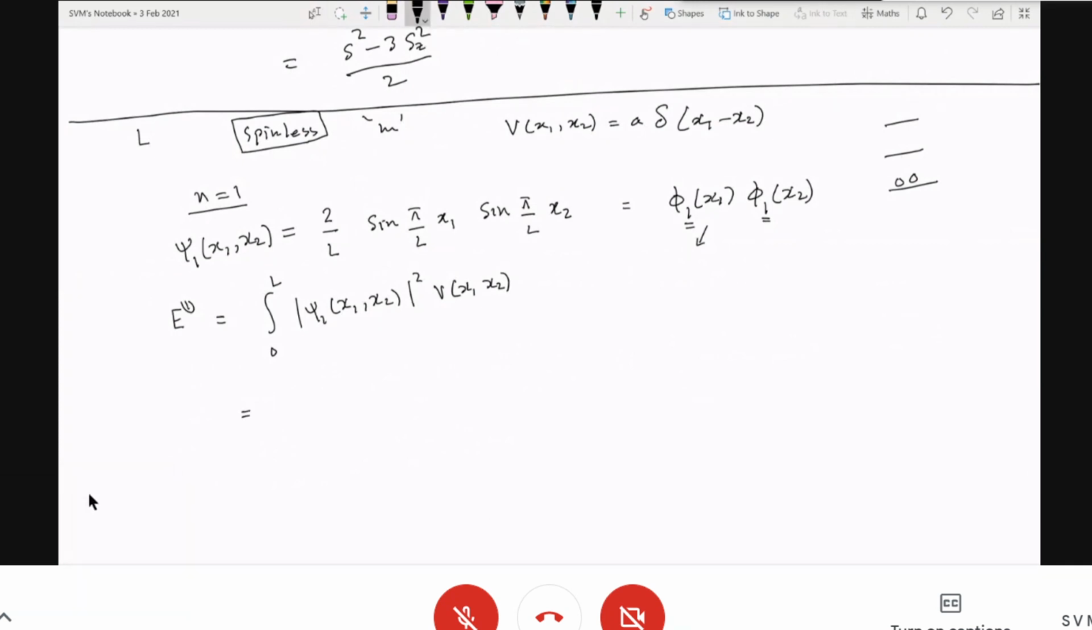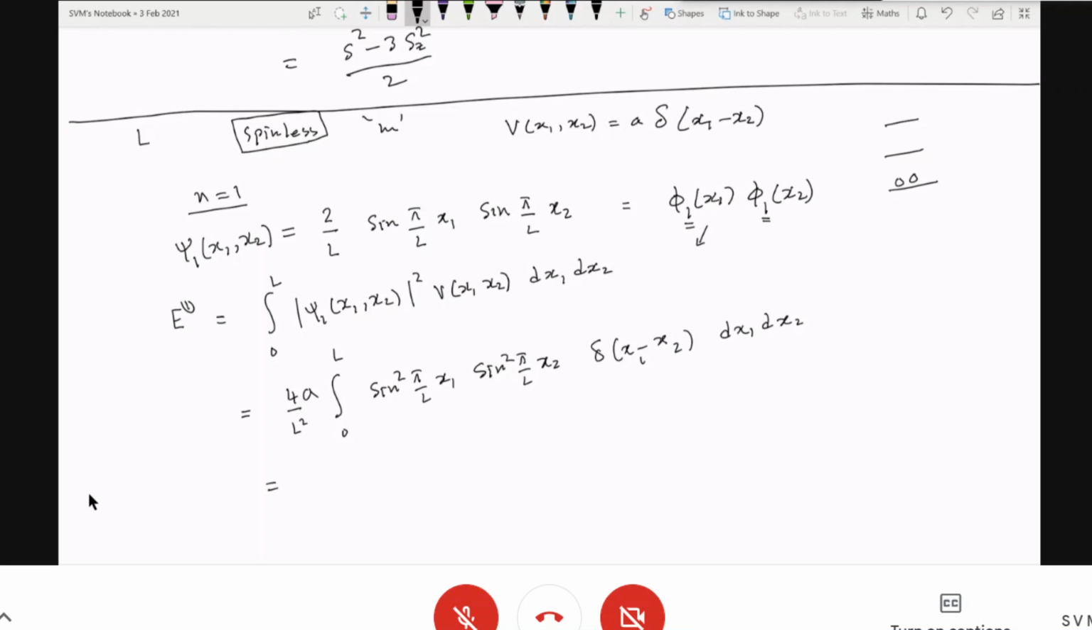So that is equal to 4 by L square into integral 0 to L. Of course, you have to do integration dx1 dx2. So we have sine square pi by L x1 and sine square pi by L x2 into, so A I will put outside, delta of x1 minus x2 dx1 dx2. So one integral you can use delta function.